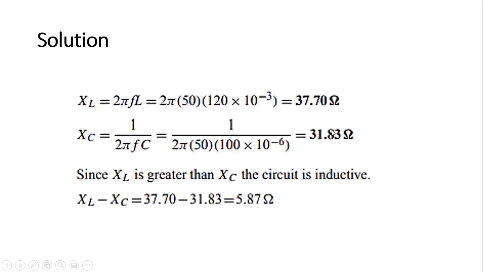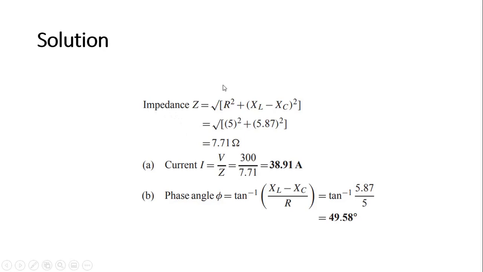So in this case, if you compare the two, XL is greater than XC. So when XL is greater than XC, we are going to look for the condition, of the three conditions we stated before, the equation that suits it. So that means our XL will be at the front. That means we are going to deduct our XC from XL. So when you find the difference between XL and XC, it's going to give you 5.87. That is 37.70 minus 31.83. It's going to give us 5.87 ohms.